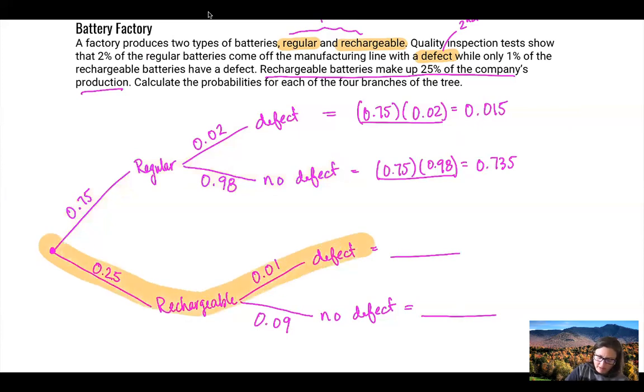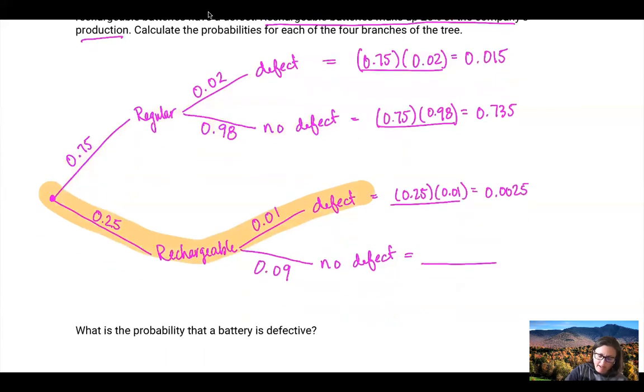For rechargeable defect, I get that. And then the last branch, 0.25. Oops. That should say 0.99.